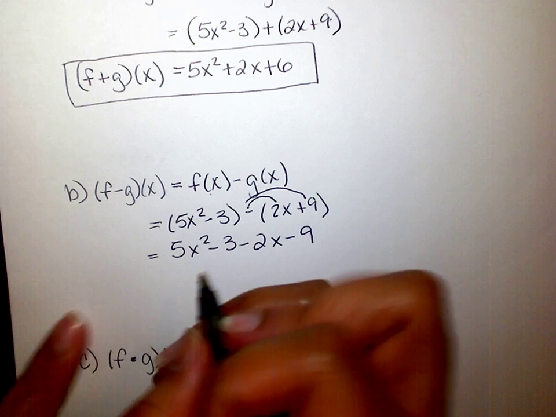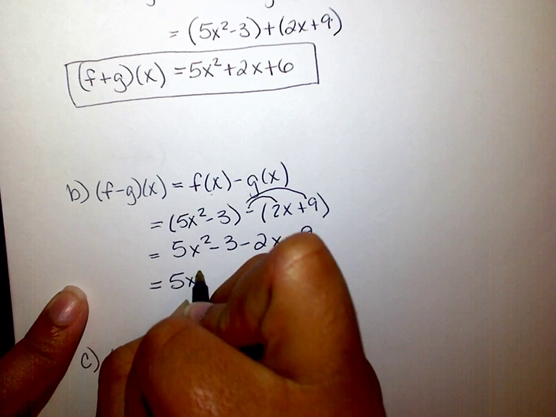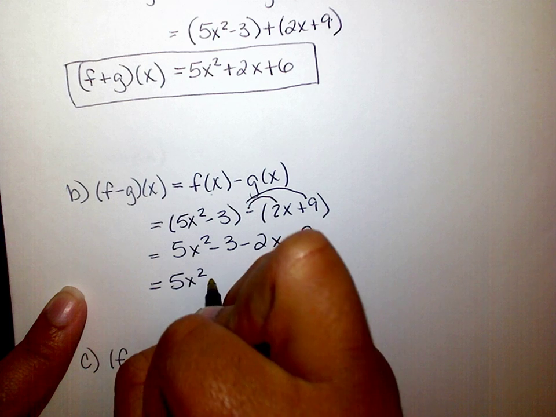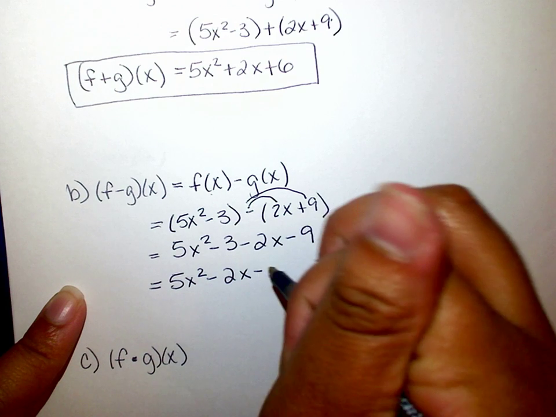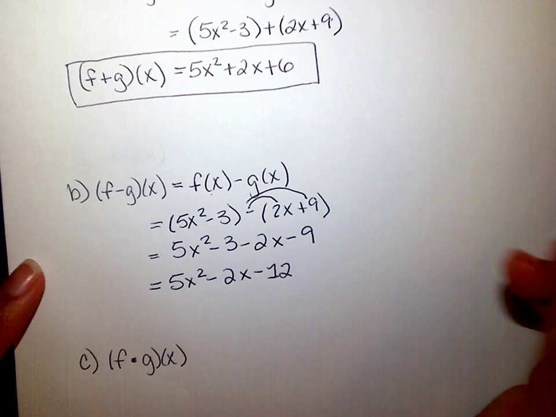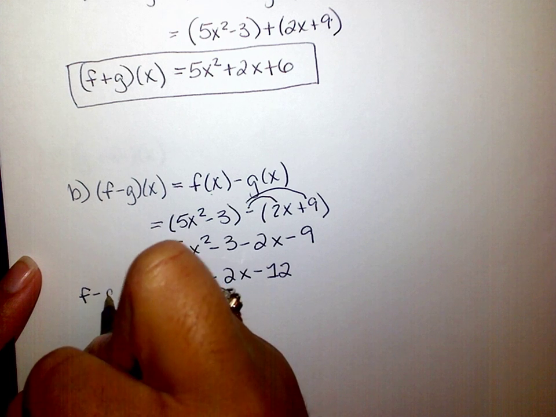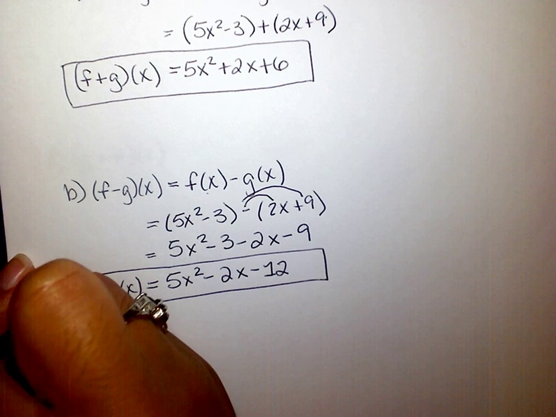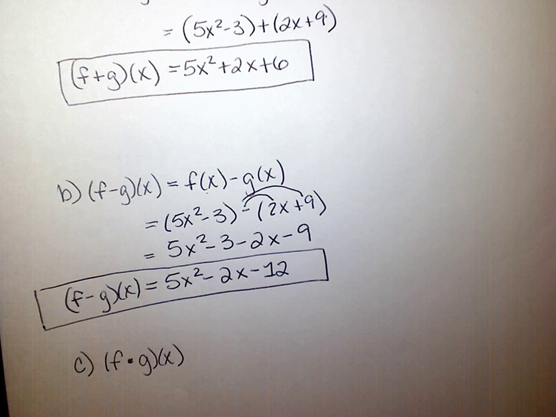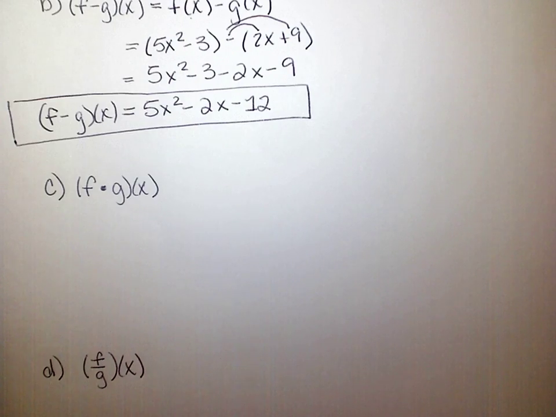So then again, no common terms with 5x squared, no common terms with negative 2x, negative 3 minus 9 is negative 12. So then our final answer would be f minus g of x equals 5x squared minus 2x minus 12. Alrighty, we're going to look at letter C now.